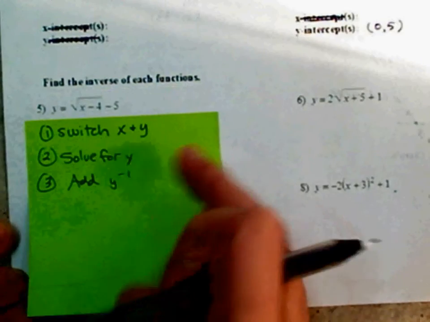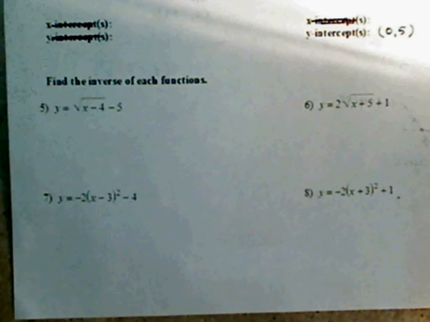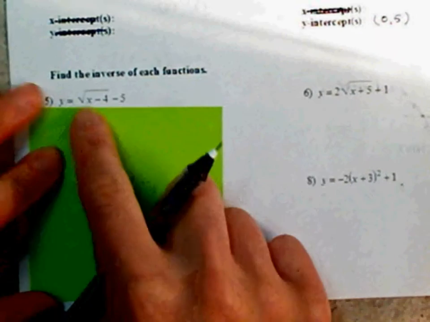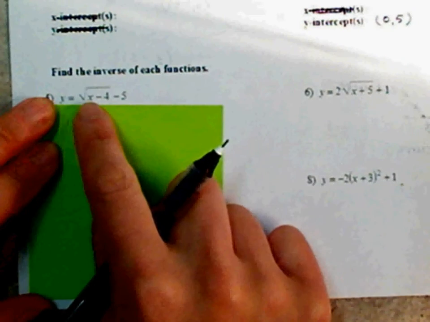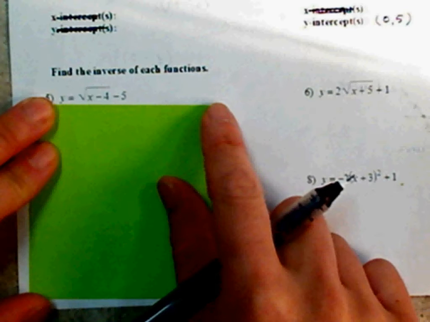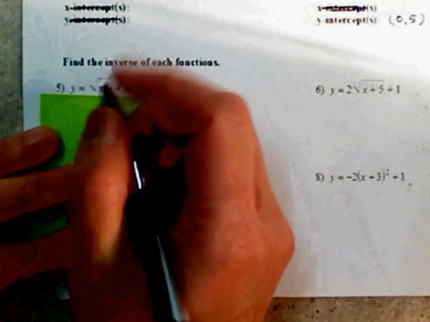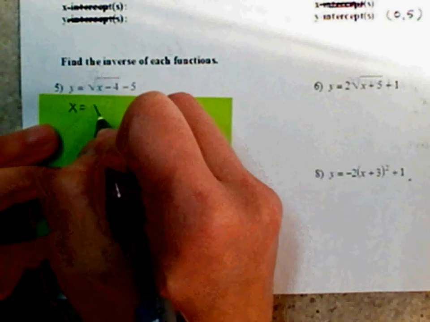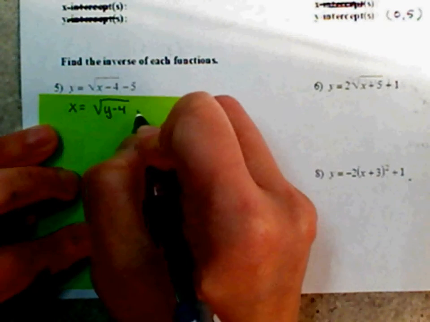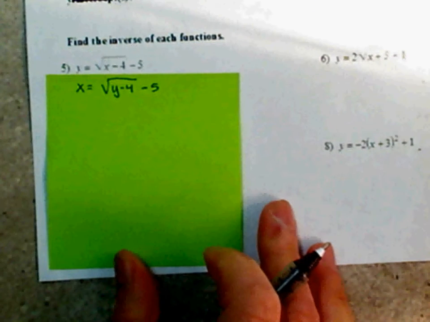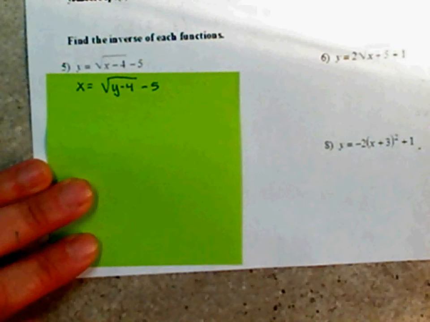Here we go. On number 5, do you guys see how you have a square root? Your answer should contain one answer. A square. It's always the opposite, okay? So first of all, we're going to switch your X and your Y. Everyone see that? We're going to switch our X and our Y. Okay? Now we're going to solve for Y.